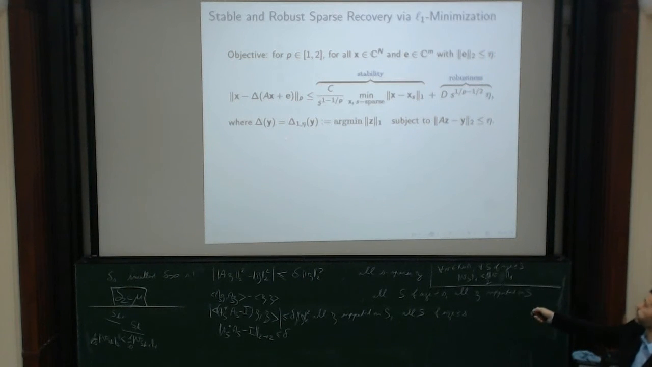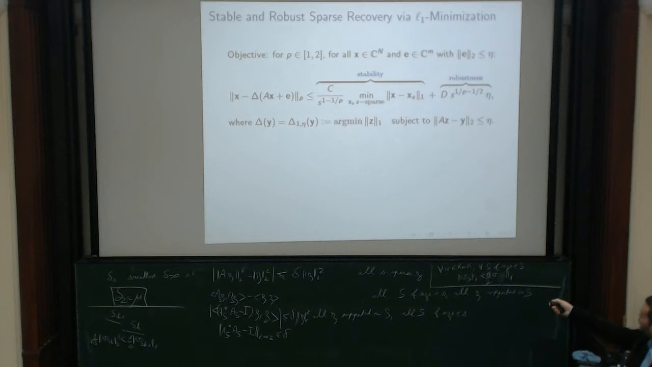And if we do L1 minimization, we won't minimize the L1 norm subject to a constraint Az equal y, because y is not exactly equal to Ax. So the constraint will be that Az minus y is less than eta, in L2 norm in this case. We can take other norms if we want to. Okay, so we have those two terms, stability and robustness. There are some constants in front, and actually they do depend on S.